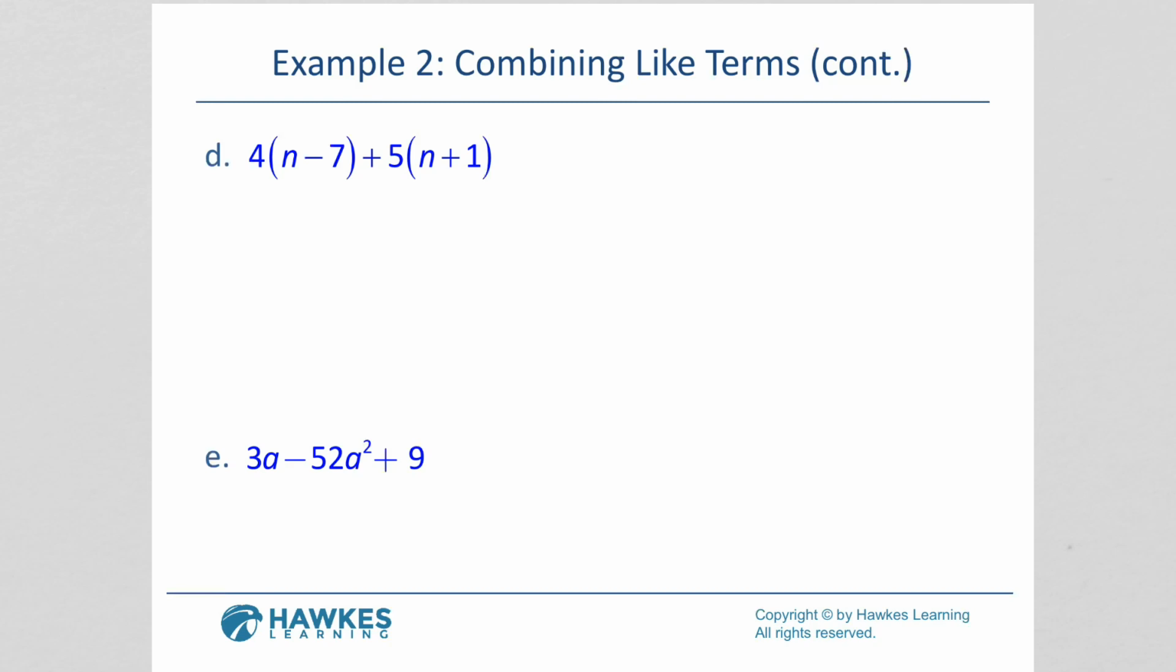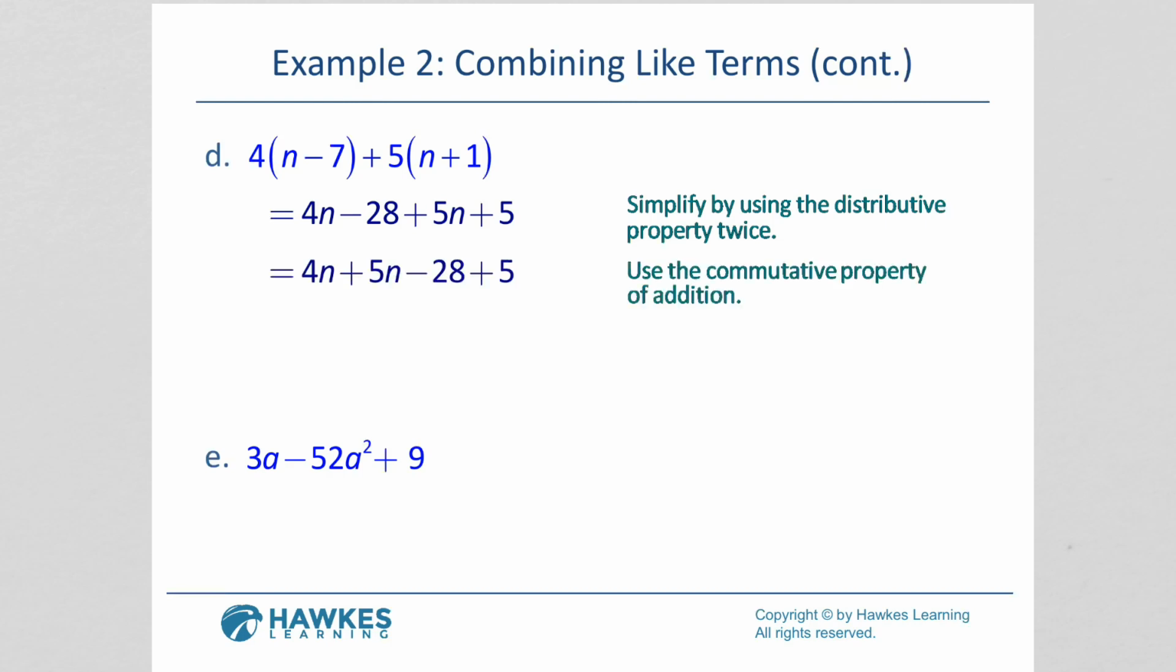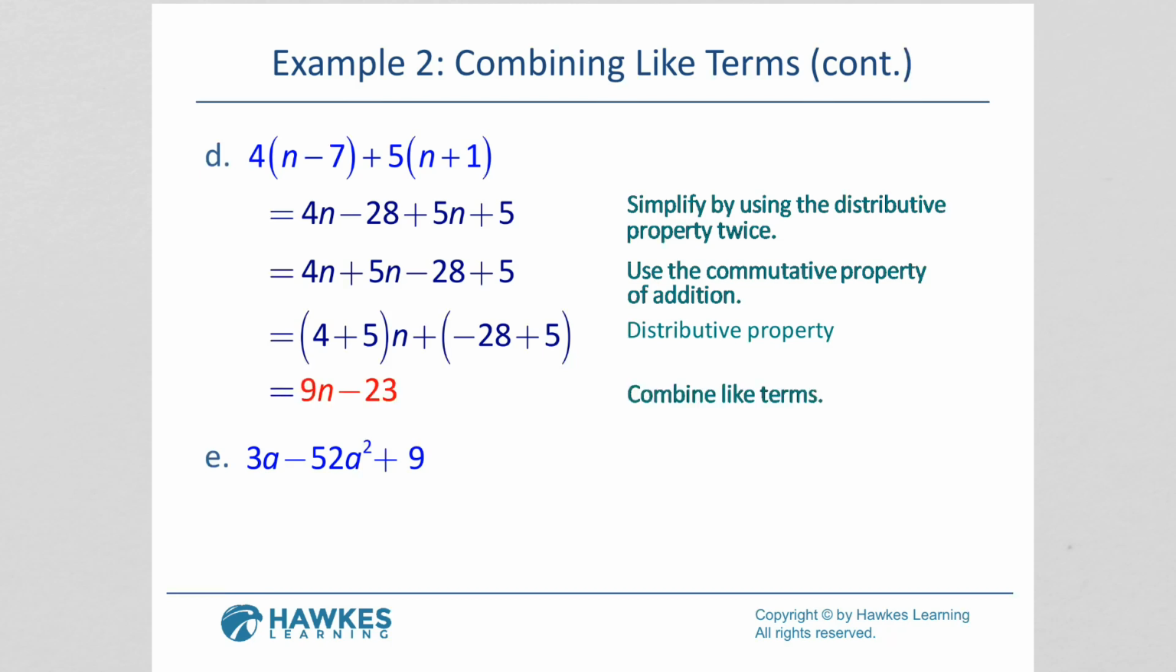D, 4 times the quantity n minus 7 plus 5 times the quantity n plus 1. Our first step is going to be to distribute. 4 times n is 4n. 4 times -7 is -28. 5 times n is 5n. 5 times 1 is 5. That leaves us 4n minus 28 plus 5n plus 5. Rearranging it so that like terms are together, I have 4n plus 5n minus 28 plus 5. 4 plus 5 n plus -28 plus 5 gives me 9n minus 23.